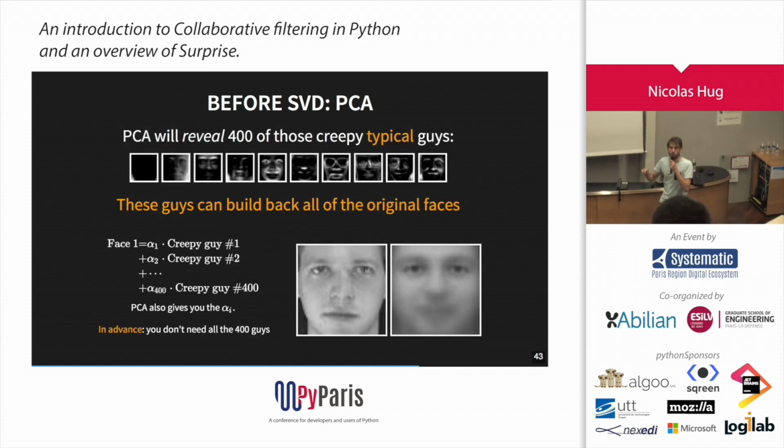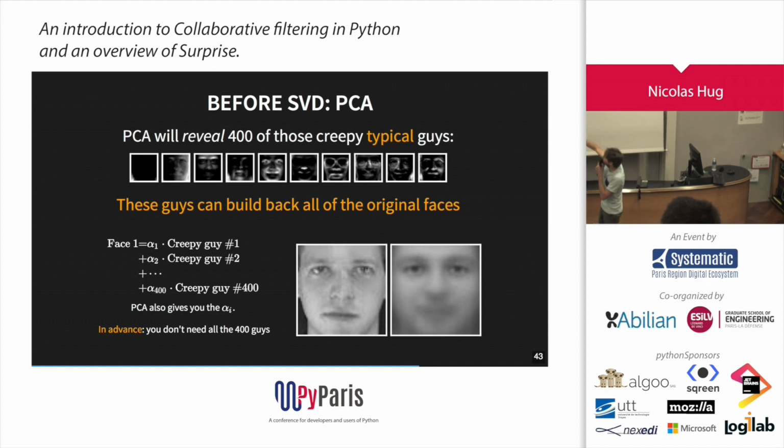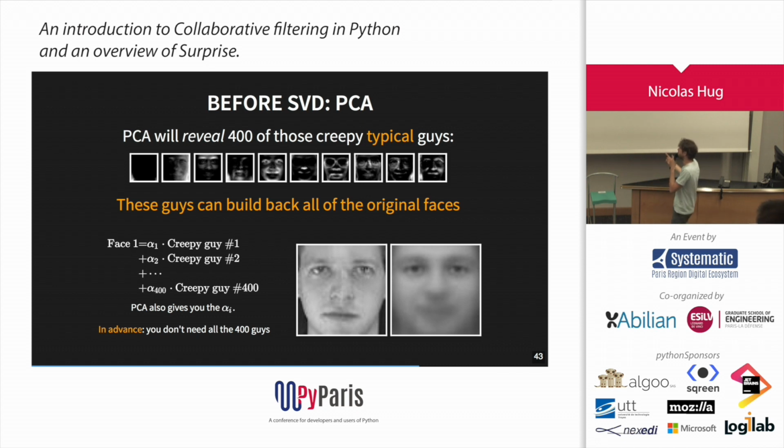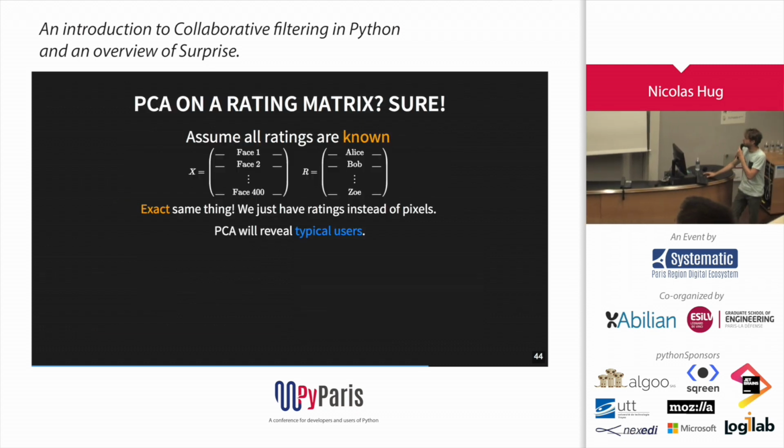PCA is an algorithm that will give you these creepy guys on the top, okay? It will give you 400 of these creepy guys. And the cool thing about these creepy guys is that they can build back all of the original faces. This one is the first face that we have, and this is the reconstruction. It's actually a GIF. So here we see the beginning of the reconstruction. At the beginning, the face is very blurry, and then it starts to converge toward the real face of the guy. PCA gives you the creepy guys, and it also gives you how much of the first creepy guy this one needs, how much of the second creepy guy, how much of the third creepy guy, etc., until the last one, okay? With the creepy guys, you can reconstruct all of your initial faces. I love it, honestly. Okay?